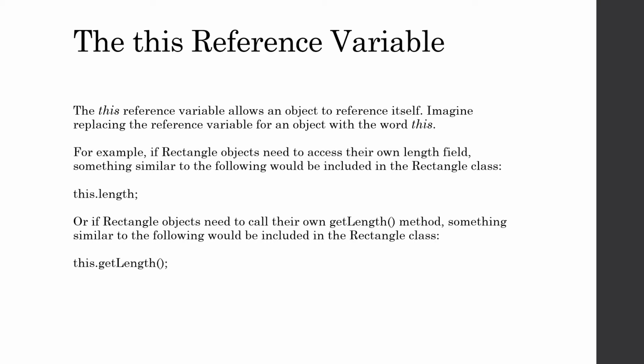Typically, you will only ever see this being used inside of your custom classes. So we'll take a look at our rectangle demo project. We'll look at the rectangle class inside of that and see some things we can do to modify it to actually incorporate the this keyword into it. In this example, if rectangle objects need to access their own length field, something similar to the following would be included in the rectangle class. So we've got this.length. Or if rectangle objects need to call their own getLength method, something similar to the following would be included in the rectangle class. So we'd have something like this.getLength.